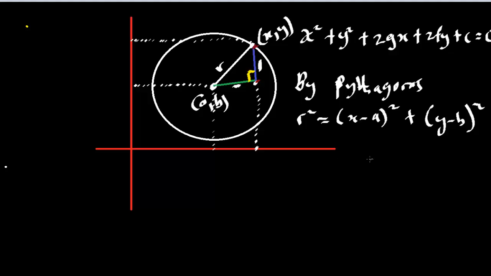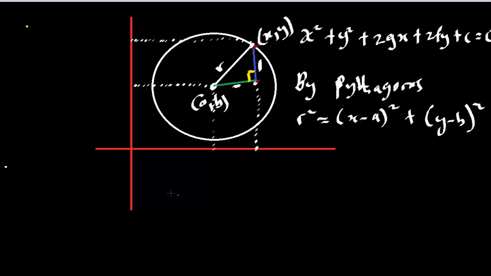So this is basically what Pythagoras theorem is saying. It's saying that the hypotenuse squared, in this case r squared, is equal to adjacent squared plus opposite squared. And adjacent squared means the length of the green line here, and that is x minus a, squared, plus y minus b squared.